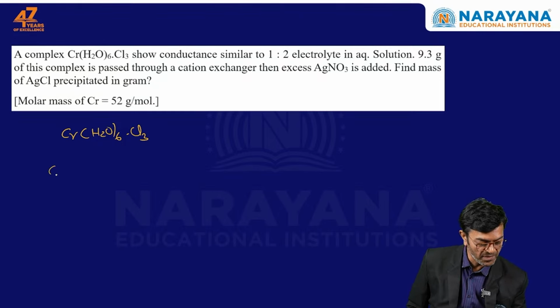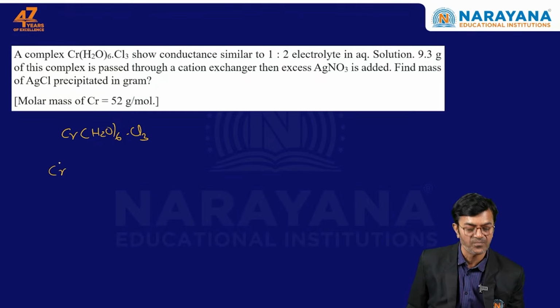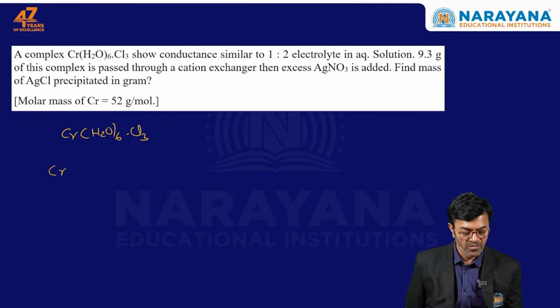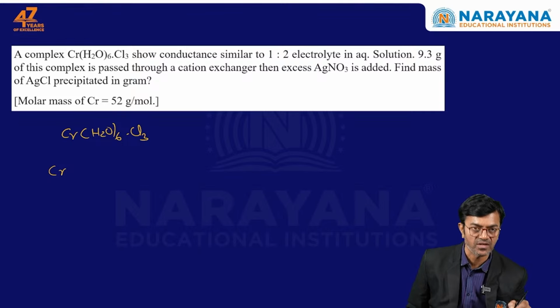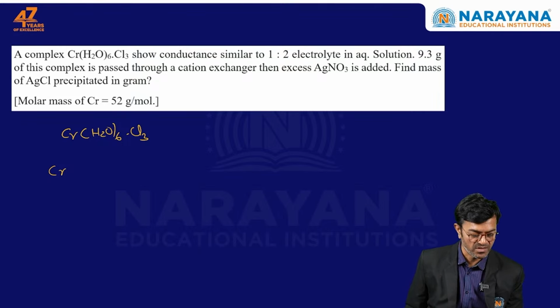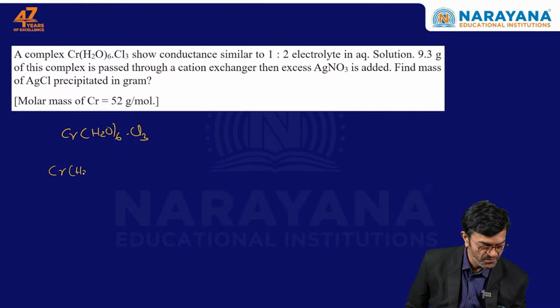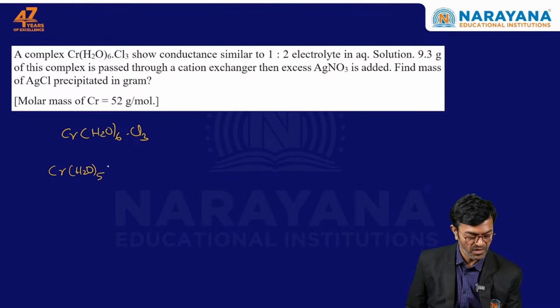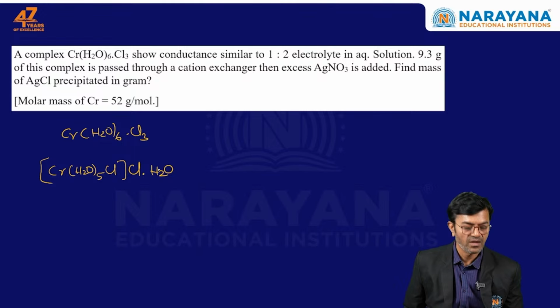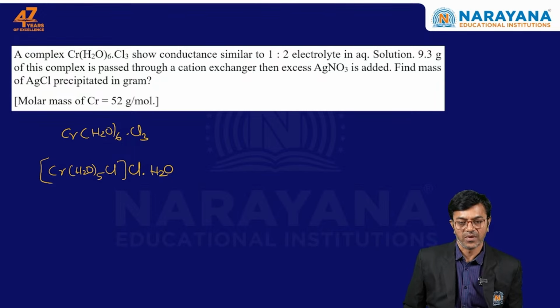Here chromium is in +3 oxidation state, so generally it will have coordination number 6, but we need to have 2 anions outside out of 3 chloride ions. That means 1 chloride must be part of the coordination sphere. So to adjust that, we should keep 5 aqua ligands inside the coordination sphere, 1 chloride inside, and then it will be the hydrated form, monohydrate. This is the formula of the complex.